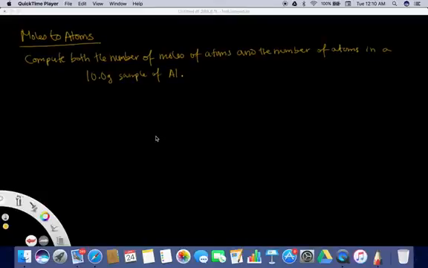Alright, what's up, guys? So today we're going to be talking about stoichiometry, specifically how to convert from moles to atoms. So, without further ado, let's get started.